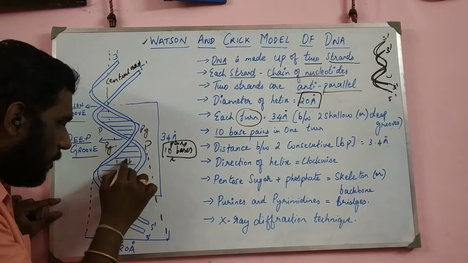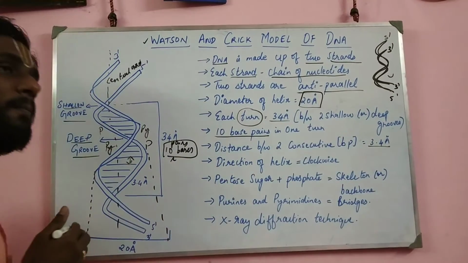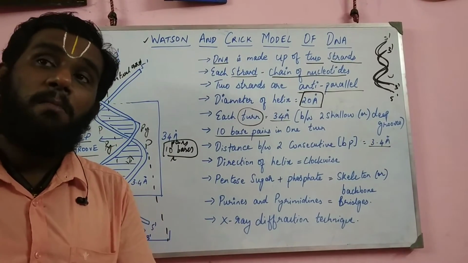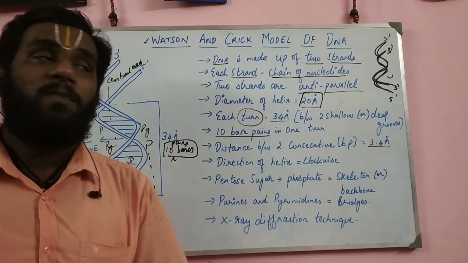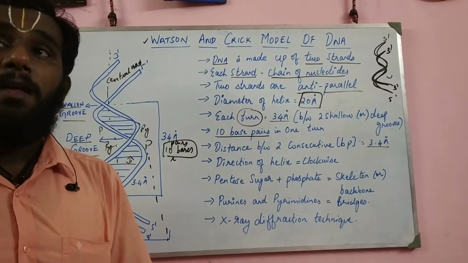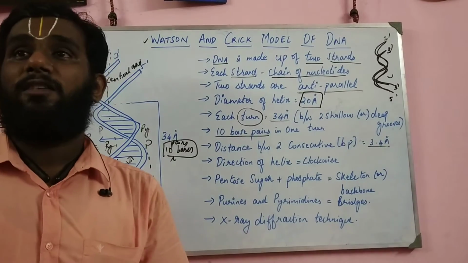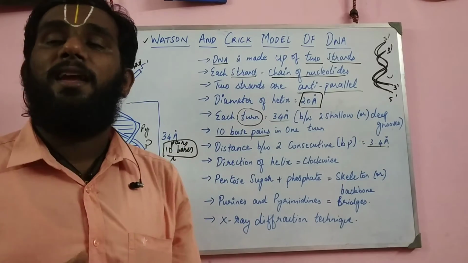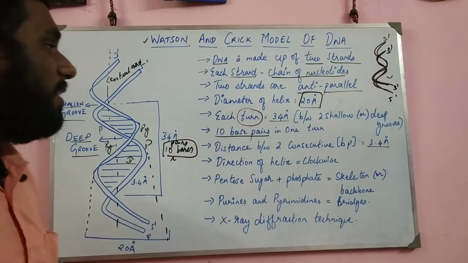The distance between two consecutive base pairs is 3.4 angstrom. So if the distance between two consecutive base pairs is 3.4 angstrom, then the distance between 10 base pairs is going to be 3.4 times 10, which is 34 angstrom. Now, if between 10 base pairs it is 34 angstrom, then one turn of a DNA will have a measurement or a distance of 34 angstrom.